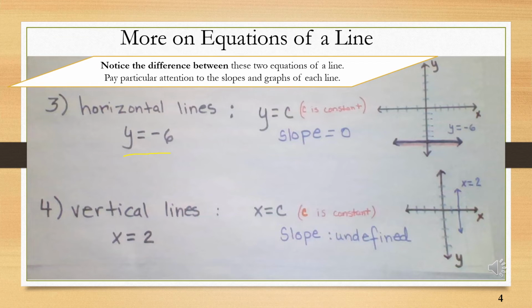But more importantly, look at the graph of the equation of a line, y equals negative 6. If you look at the vertical line, vertical is where x is a constant. In this example, x equals 2. The slope is undefined. And more importantly, look at the graph of an undefined slope. So I really want you to pay attention and understand the difference, or recognize the difference between these two equations of a line, and pay particular attention to the slope, the graph, and the equation.